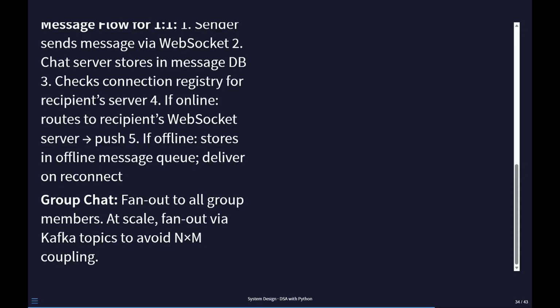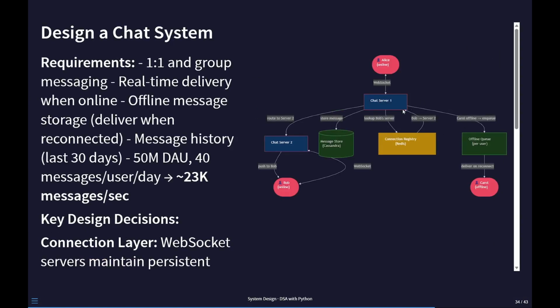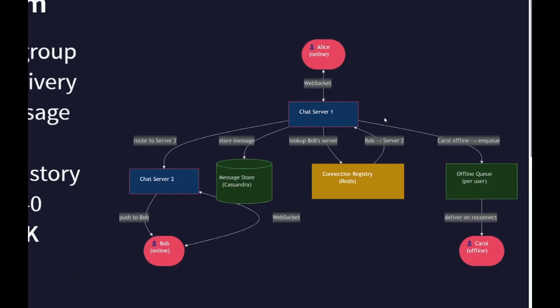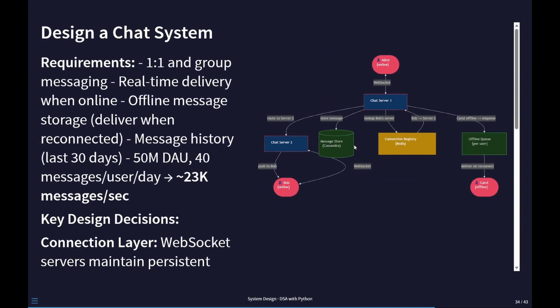Click. Message storage. Cassandra is the right choice here. It is write-optimized, handles high throughput easily, and its data model naturally supports time-ordered message retrieval per conversation. Partition by conversation ID, cluster by timestamp.